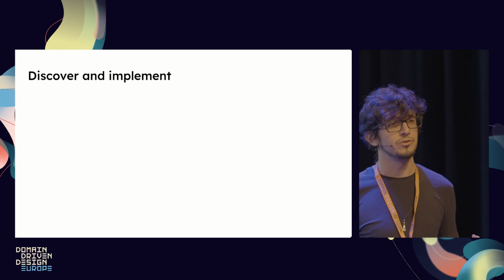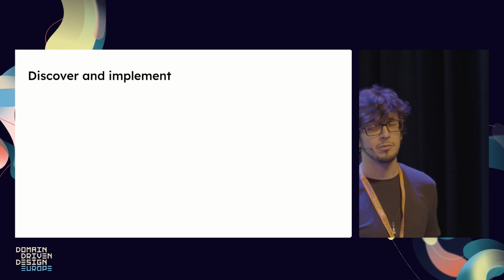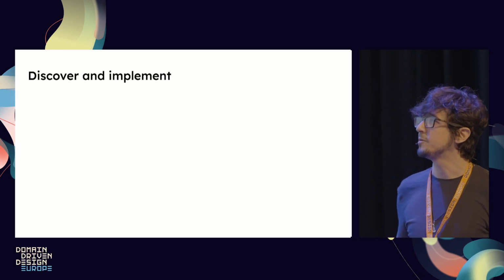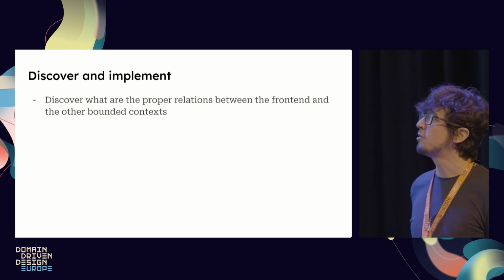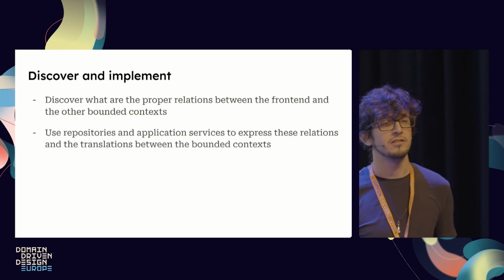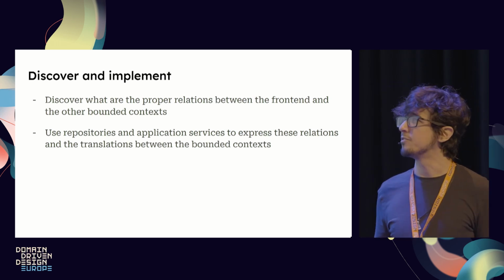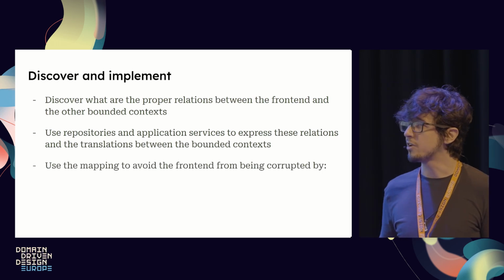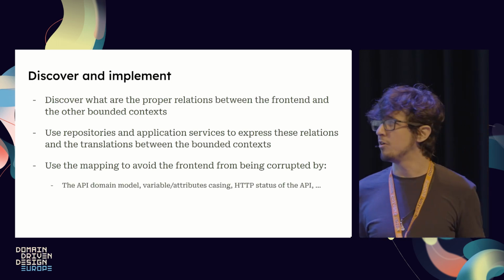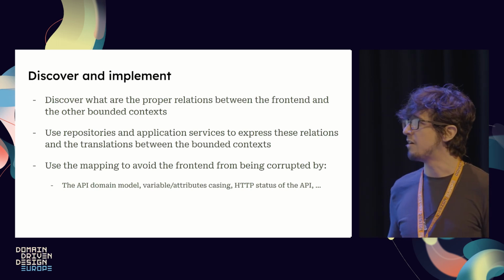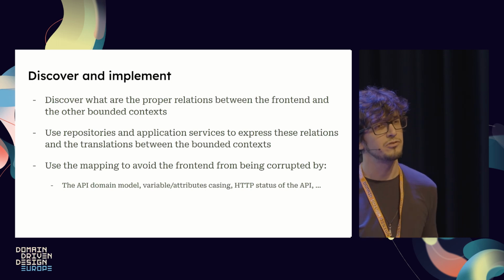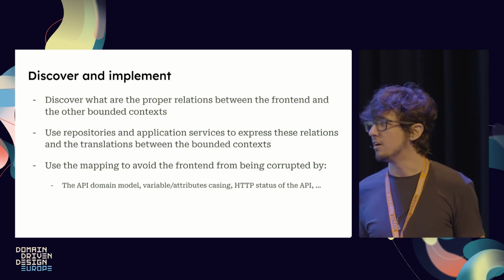So when you're facing the challenge of implementing context mapping between the front-end model and any other model that the front end is consuming, the first thing we're going to do is discover what are the proper relations between the front end and the other bounded contexts. And then we're going to use the repository and the services to do all the mapping and translation between those bounded contexts. You can use the mapping and translation to avoid the front end being corrupted by the API domain model, or even for simpler stuff like variable and attribute casing, and even hiding the existence of HTTP statuses that are specific to that endpoint and should not leak into the domain model of the front end.